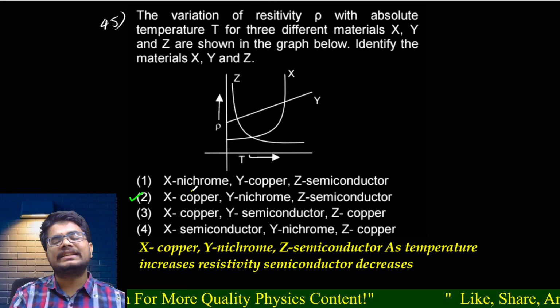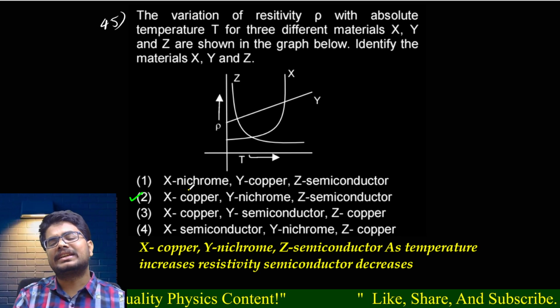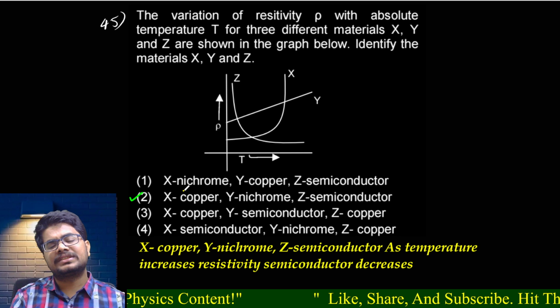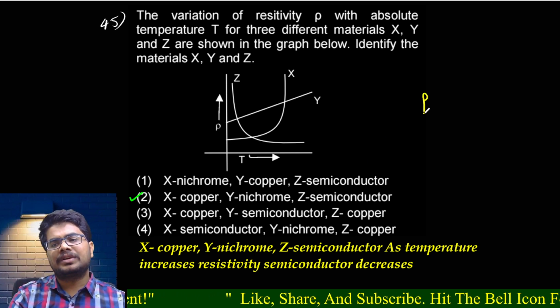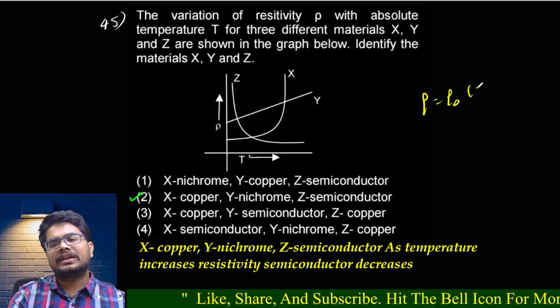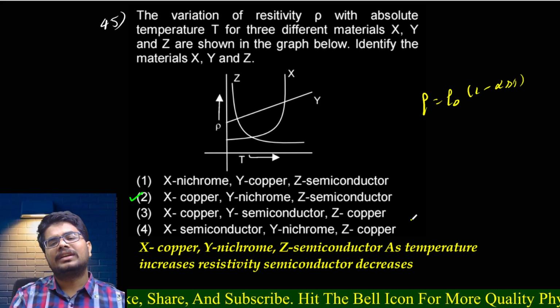This is again an NCERT example question, not exercise, example. It's an in-text theory question which they asked you in the NEET exam, and which they asked you in the JEE exam also. So what will we learn actually? Rho equals rho naught into 1 minus alpha delta T, we will learn. Alpha value for semiconductors is what? Negative.